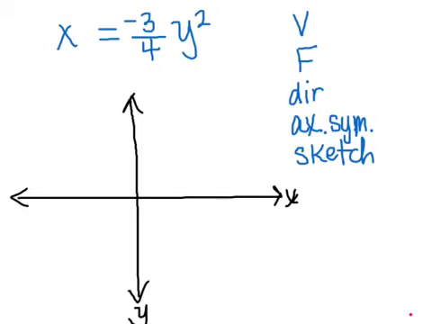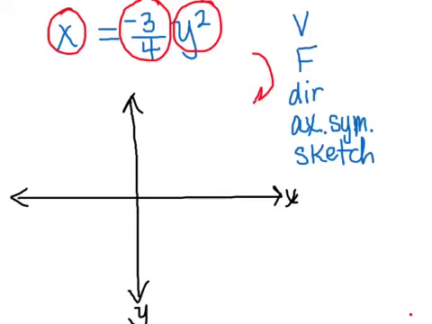So this time they're going to give us the equation, and we're going to try to find the vertex, the focus, the directrix, the axis of symmetry, and sketch this parabola based off of its equation. So first thing you notice is the x is not squared, but the y is squared. And in this case, that means it's a left and right type parabola. And because the a value is negative, that means it moves in the negative direction, which is left and not right.